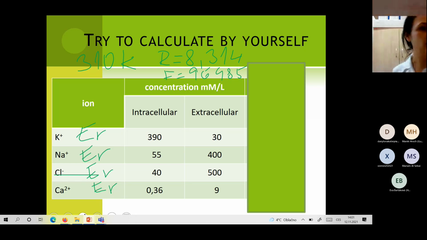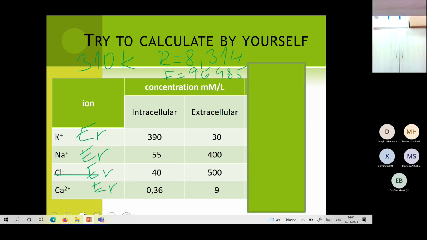Maybe I have one tip. Write the answers, the numbers, just into chat, so I can give more points to more people. So just write, for example, the value for potassium. Just write it to the chat.